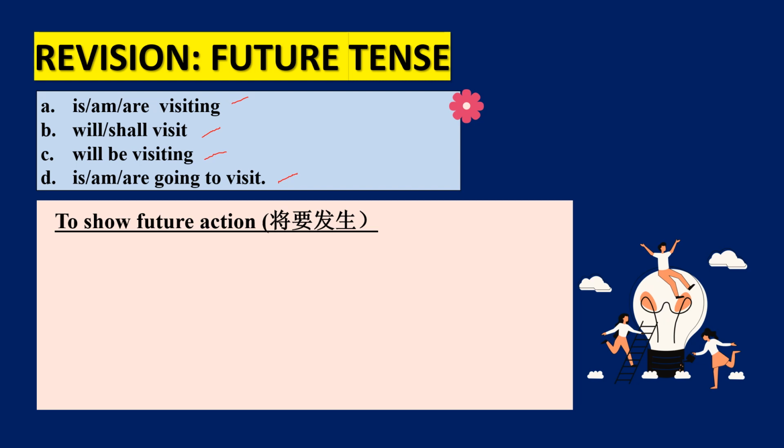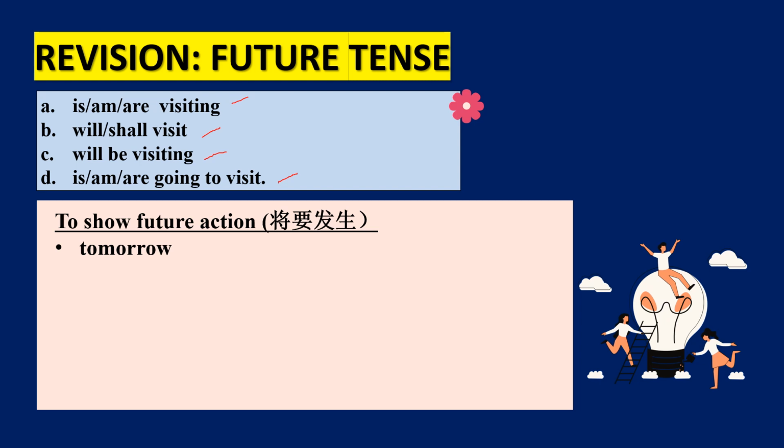就是将要发生在未来的还没发生的事情，我们就用 future tense. And then, for example, like tomorrow, 明天还没有发生, so you can say I am visiting my grandfather tomorrow, or you can say I will visit my grandfather tomorrow, or we can also use I will be visiting my grandfather tomorrow. I am going to visit my grandfather tomorrow.